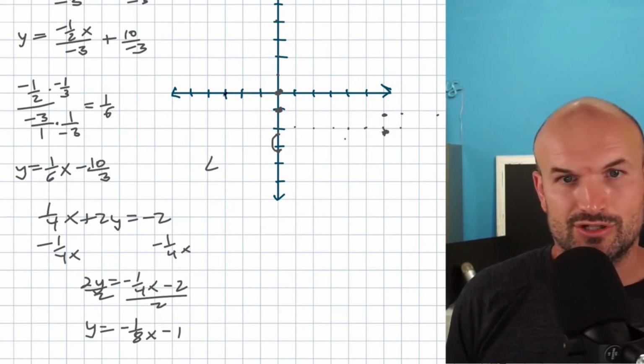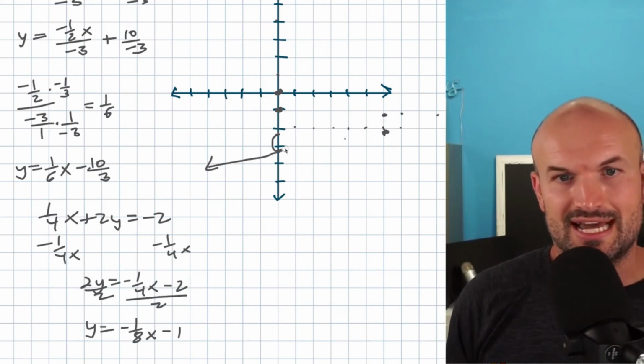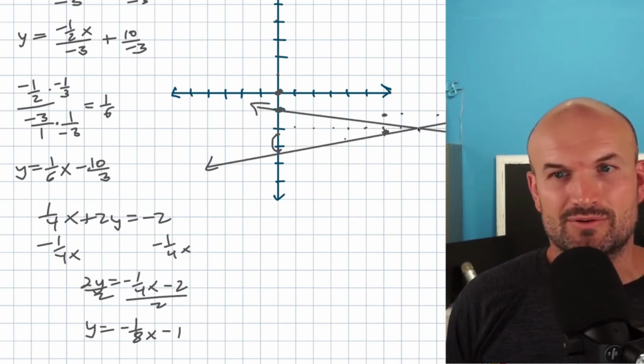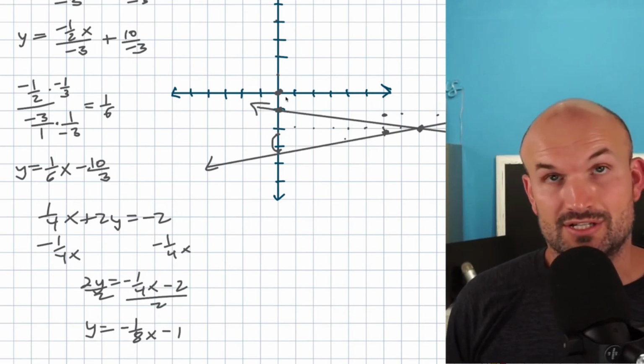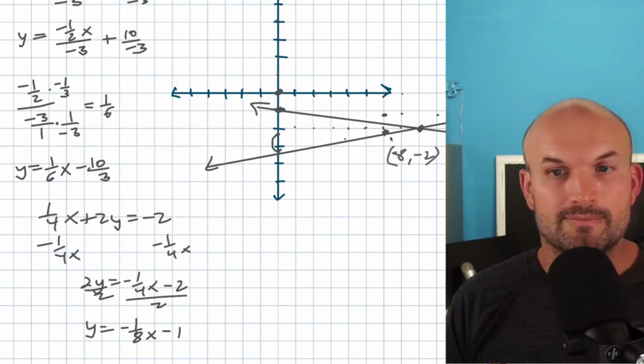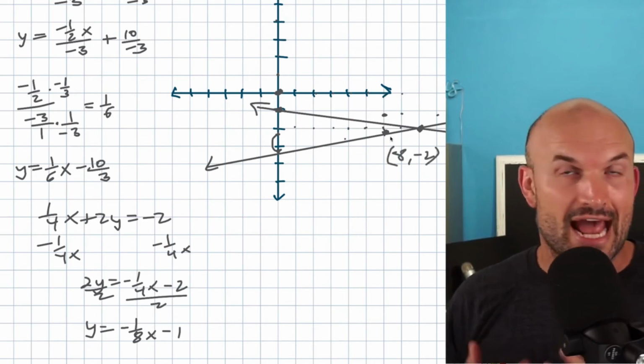So if I connect these, you can see, and this is why graphing sometimes gets harder, that we're going to have our intersection over here. So let's find out where this intersection point is. So 1, 2, 3, 4, 5, 6, 7, 8, down -2. The best way to check this would be to use an algebraic approach.